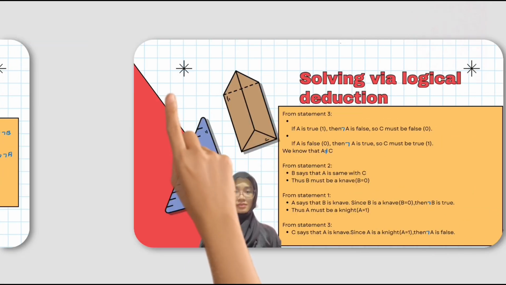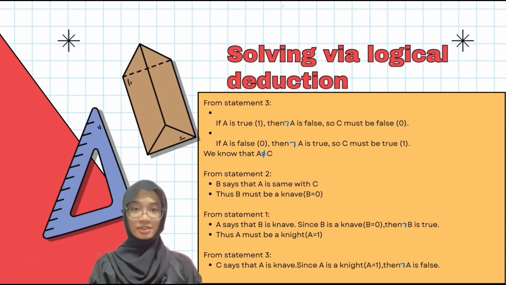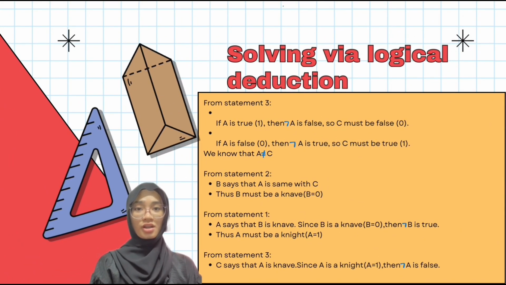Now, let's solve this puzzle using logical deduction. First, we look at C's statement. If we test both possibilities, we find that C must always have the opposite identity of A. Next, B says that A and C are the same type. However, we already know that A and C are opposite. Therefore, B's statement is false, which means B is a knave.